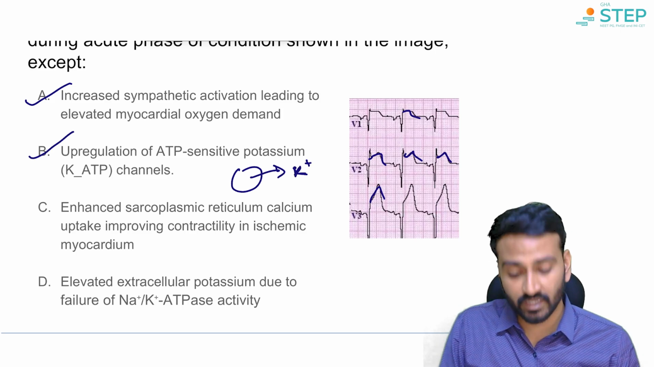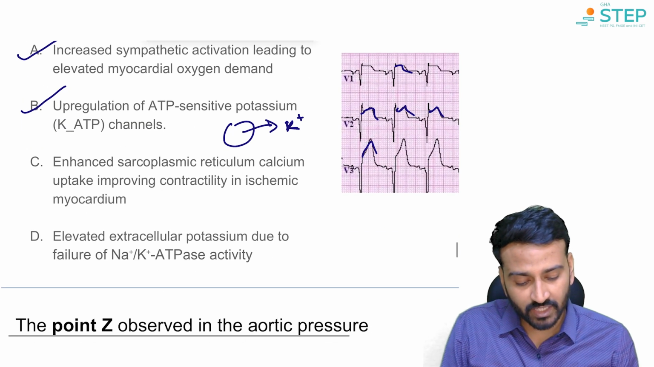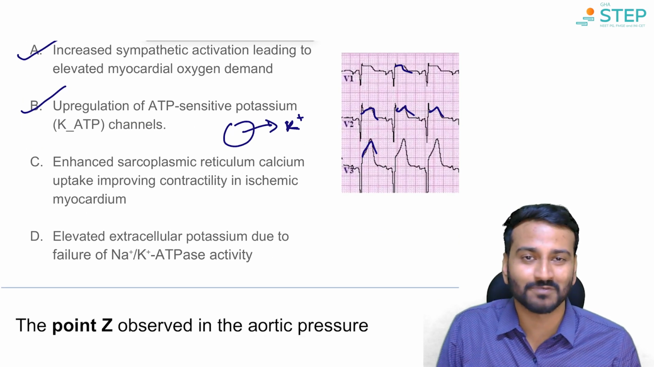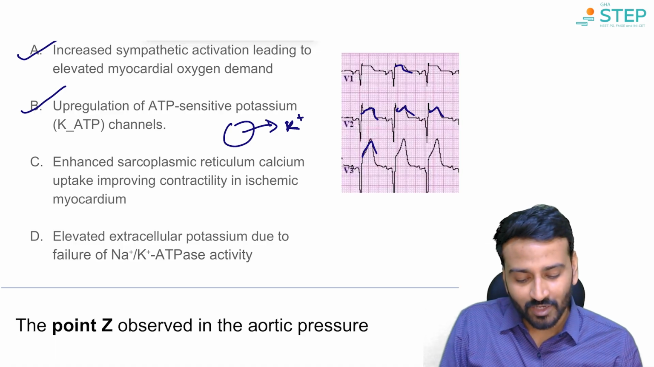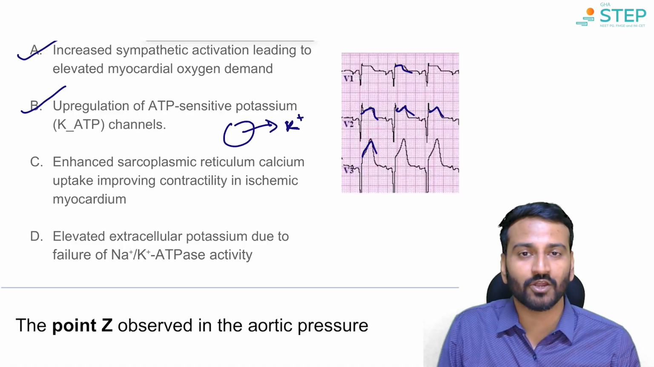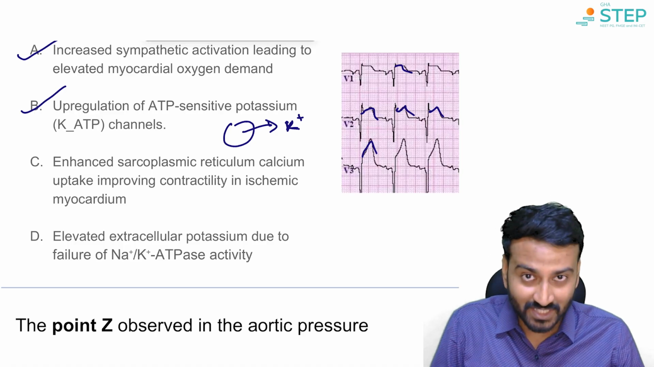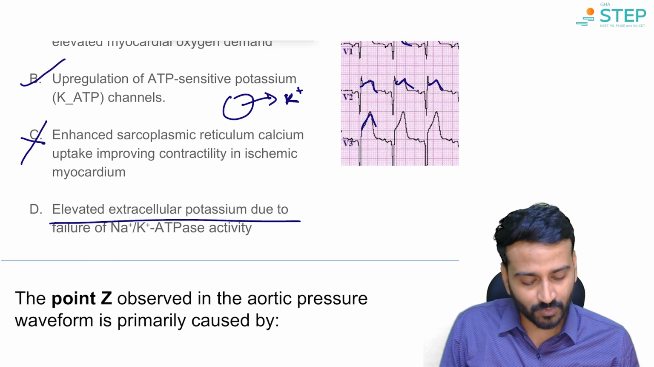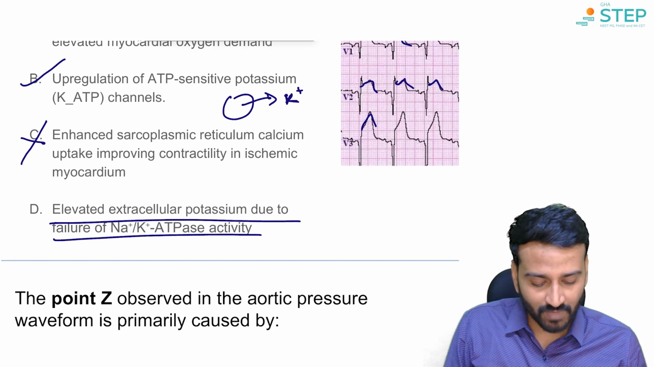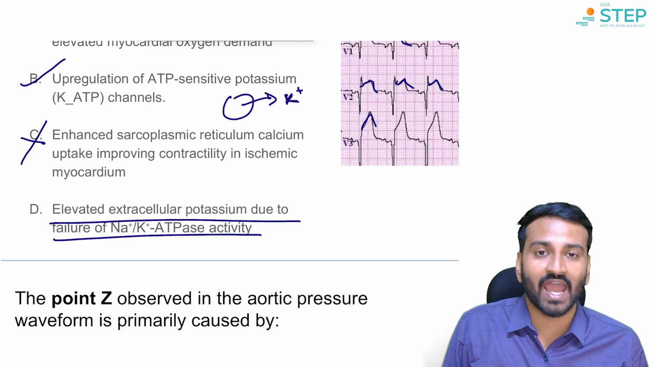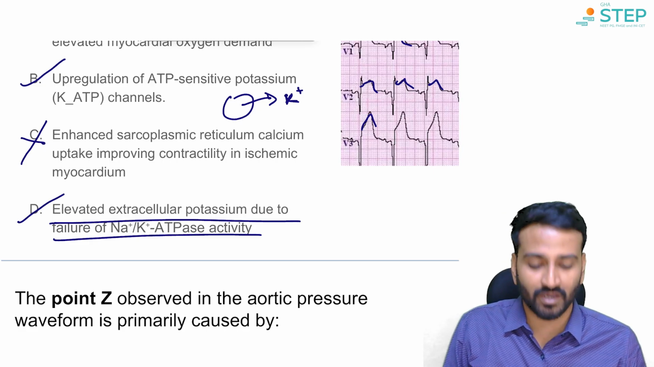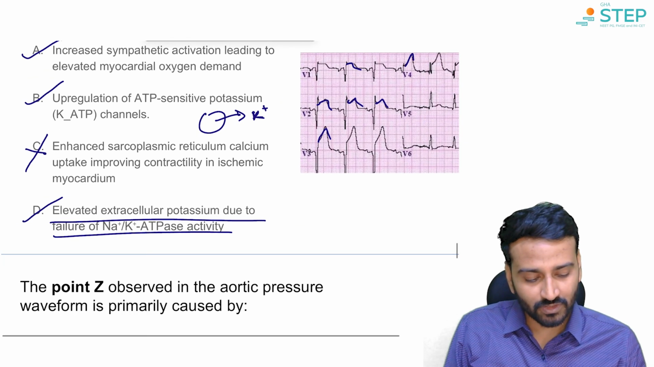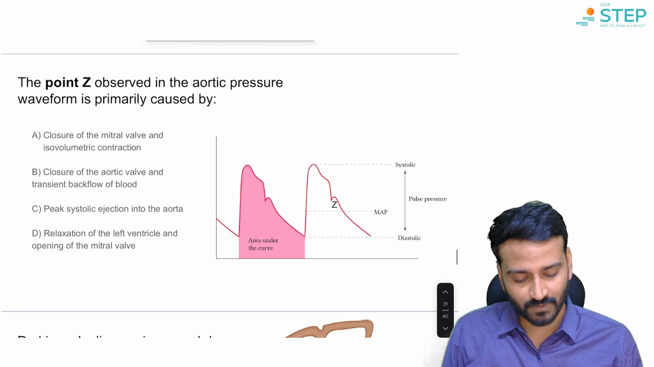Okay, this is correct. Enhanced sarcoplasmic reticulum calcium uptake improving contractility in ischemic myocardium. How is it possible? No, it is not possible. It cannot contract because it needs ATP, which is deficient here. So this is the wrong statement. Elevated extracellular potassium due to failure of sodium potassium ATPase activity. Absolutely correct. It is an ATP dependent pump, the sodium potassium pump, so it will lead to an extracellular potassium increase.